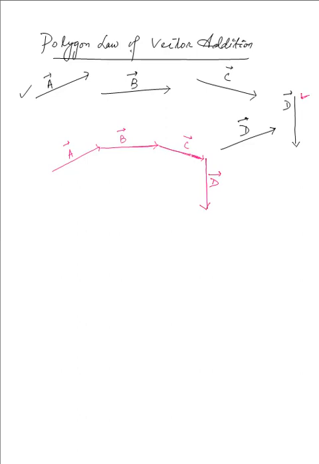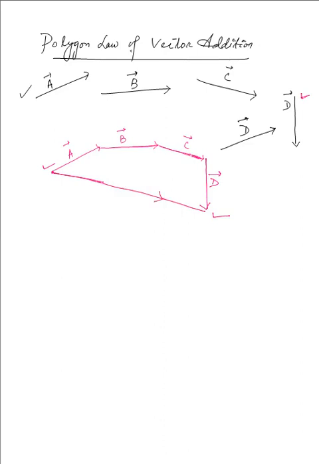Now I take the resultant. As per the polygon law of vector addition, this is a polygon, obviously a multi-sided figure, and this is an open polygon. We have a starting point over here, we have an ending point over here. So the resultant is always from the starting point of the first vector to the ending point of the last vector that we have achieved over here.